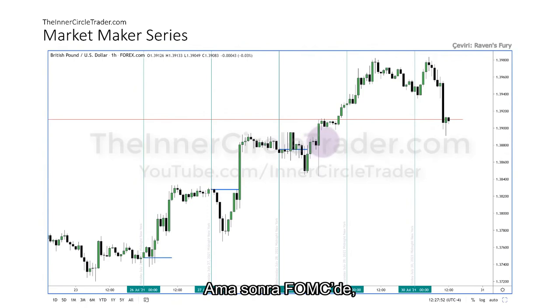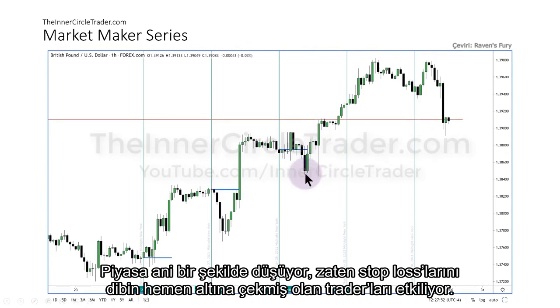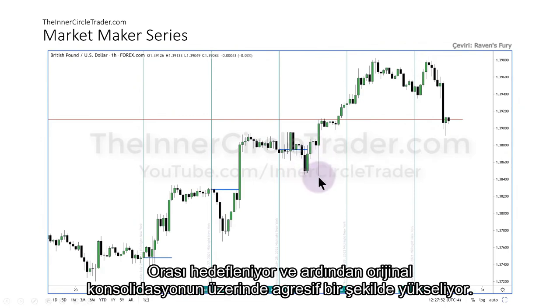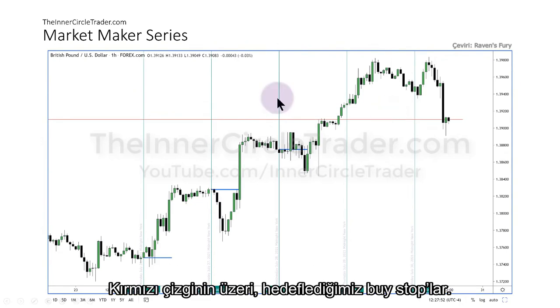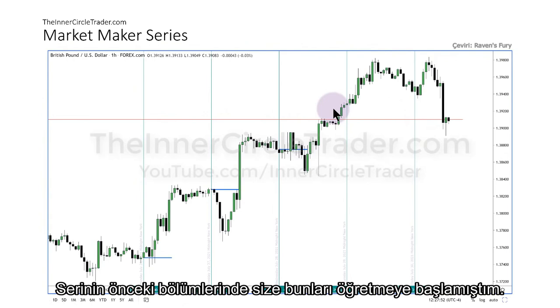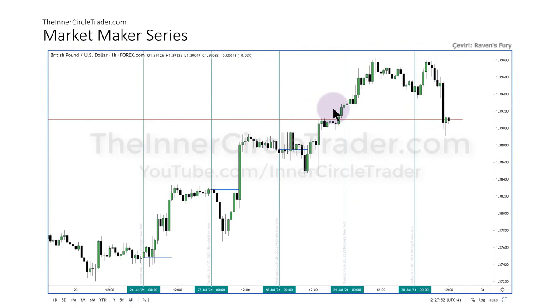FOMC, 2 o'clock in the afternoon New York time, the market whips down, knocking out traders that would have already trailed their stop loss right below that low. It gets tagged, and then it runs aggressively higher above that original consolidation, which is that red line here. So above that red line is our buy stops that we were aiming for, that I started teaching you about in the earlier parts of the series, in the earlier portion of the week.